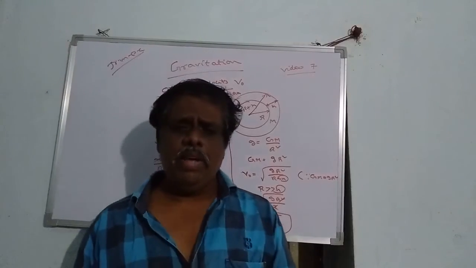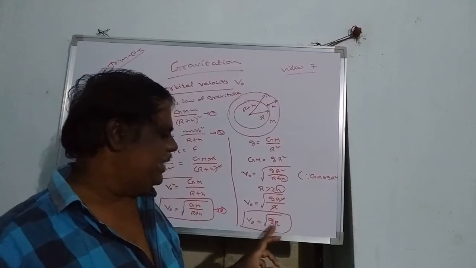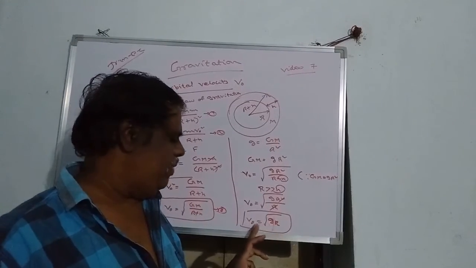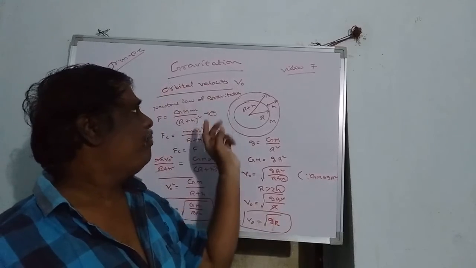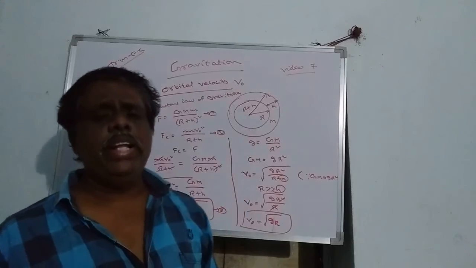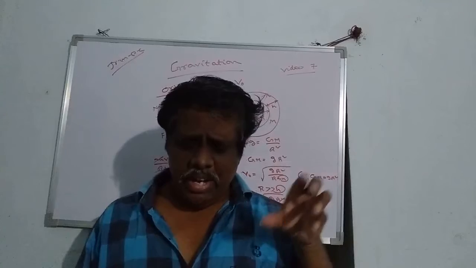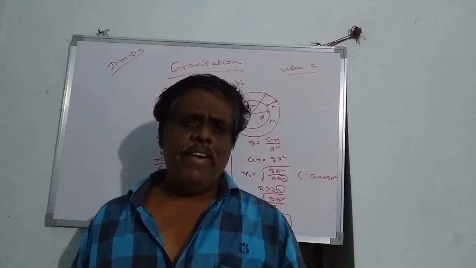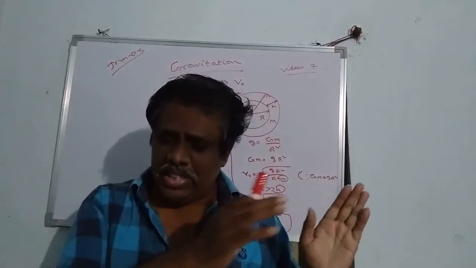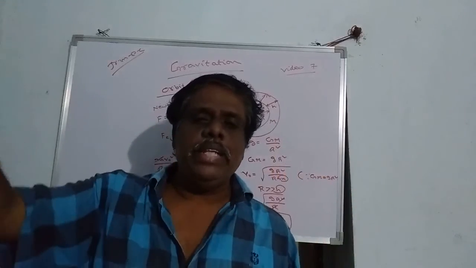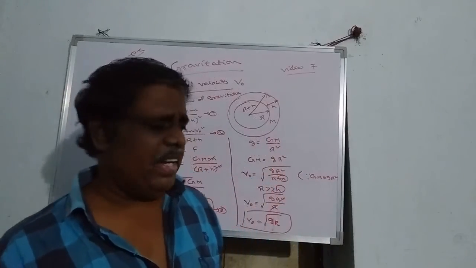When the radius of the planet is given, the relation between orbital velocity and r will be v naught equal to root over g r. So from the definition, what is the definition for orbital velocity? It is a horizontal velocity required to keep the satellite in the Earth orbit. How much velocity will be required to keep the satellite in the Earth orbit? That is the orbital velocity. It is a horizontal velocity.